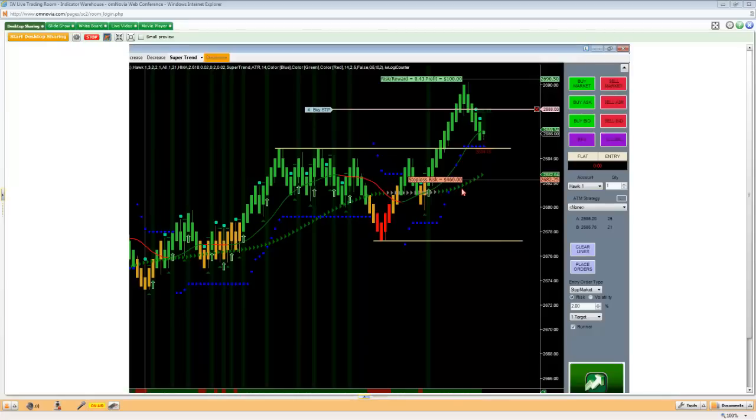Remember, with Risk Manager, your risk amount remains the same. What changes is the number of contracts you take. So you see here we're going to be long 4 contracts instead of the 5.